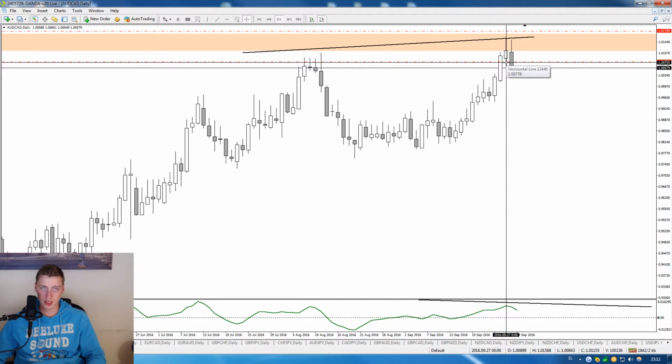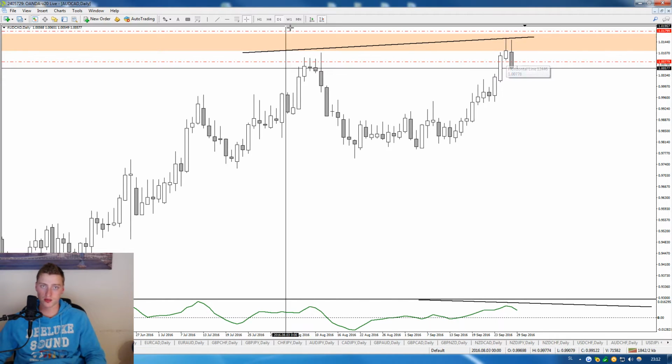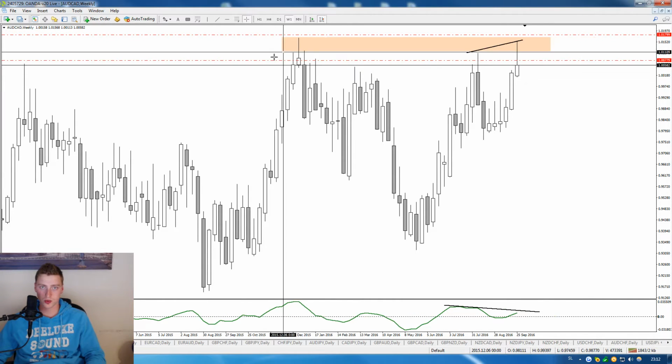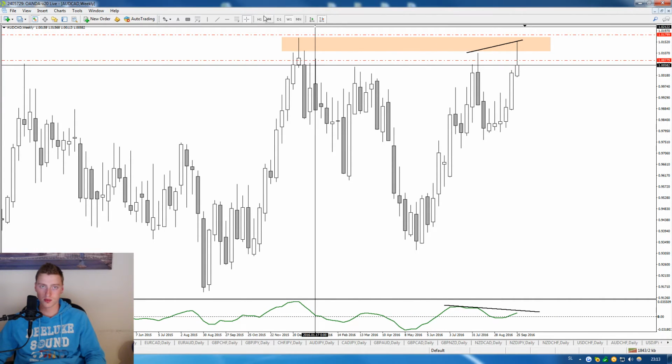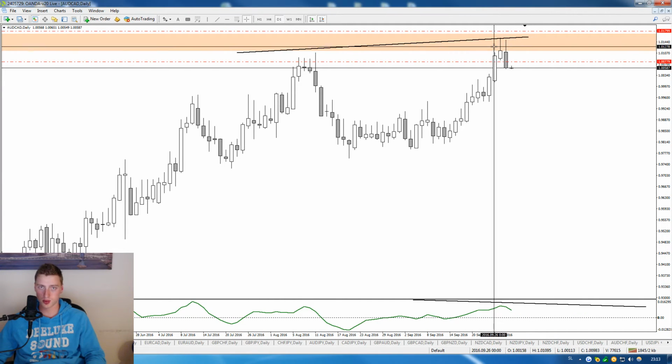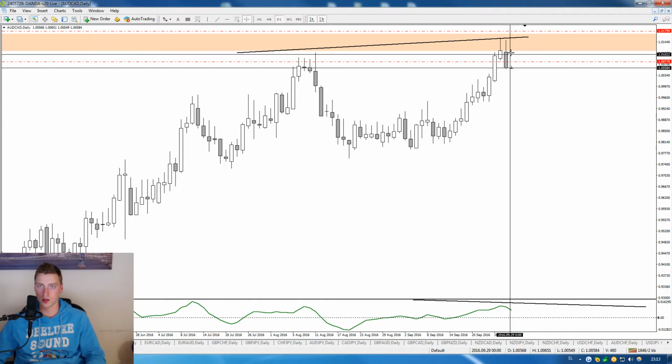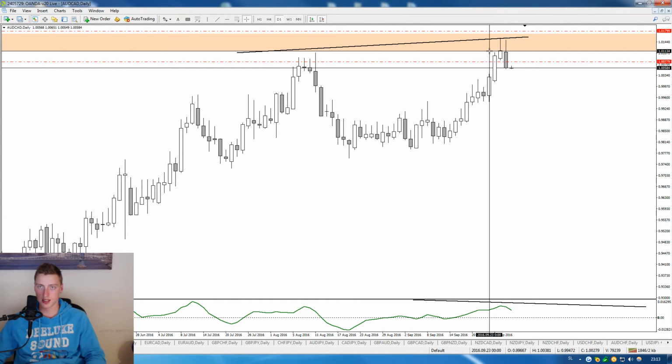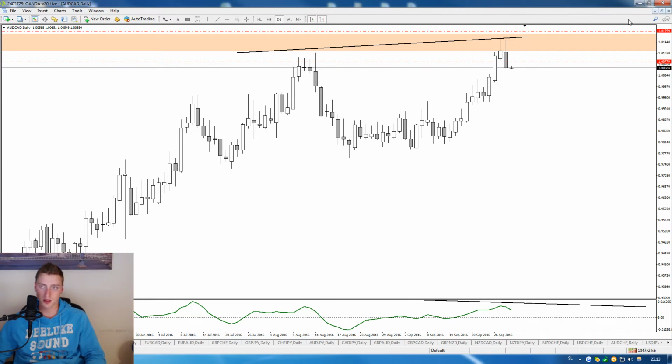So that's it, pretty straightforward, nothing fancy. Resistance zone, weekly divergence, daily exhaustion, rejection candle, and now a dominant bearish candle, and that's it.